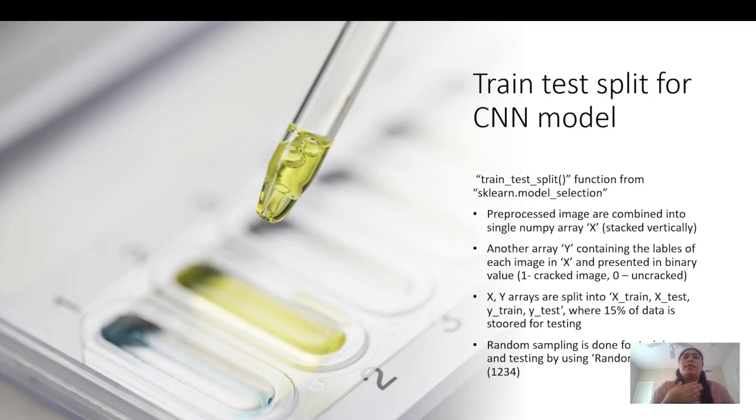So after reading the dataset, we have to split the dataset into train and test, and I have used the train_test_split function present in sklearn model selection. What it does is store the pre-processed images into a single array and stack it vertically, and y consists of the labels of all these arrays. Here the values are 0 and 1. It's a binary classification problem, so 0 means uncracked and 1 means cracked image.